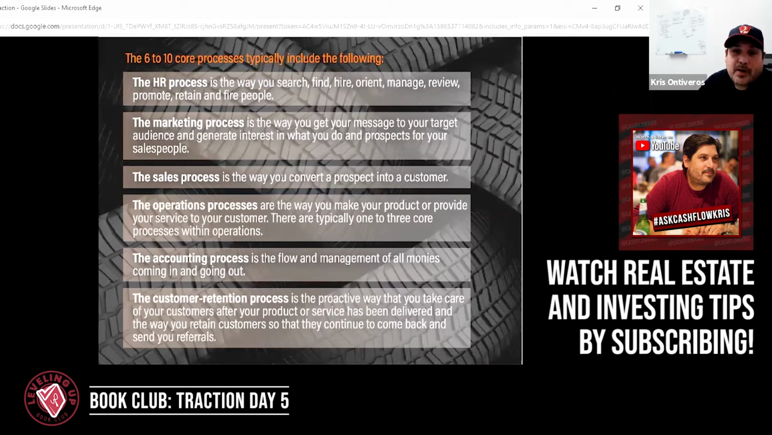The operations process, the way you make your product or provide your service to your customer. There are typically 1 to 3 core processes within operations. I don't want to get too deep because I want to get through this, but what are some operations processes in the wholesaling game? Acquisitions, right? Those of you who are out doing that, what are some core processes for your wholesaling business?